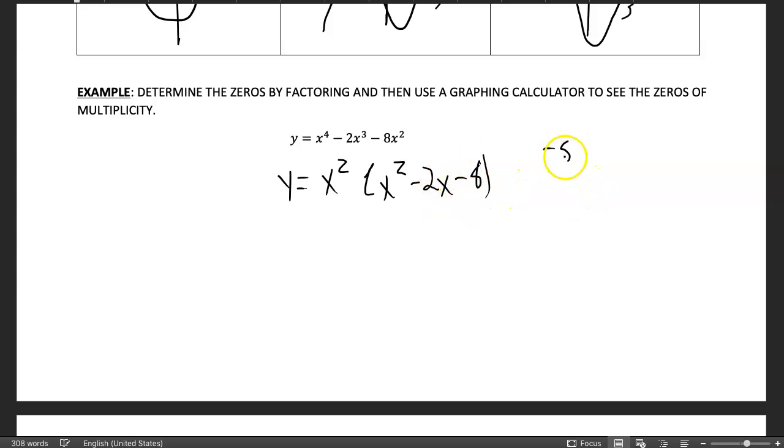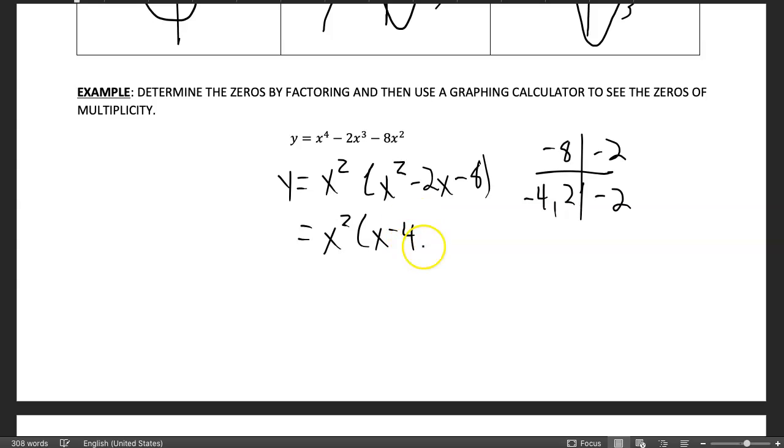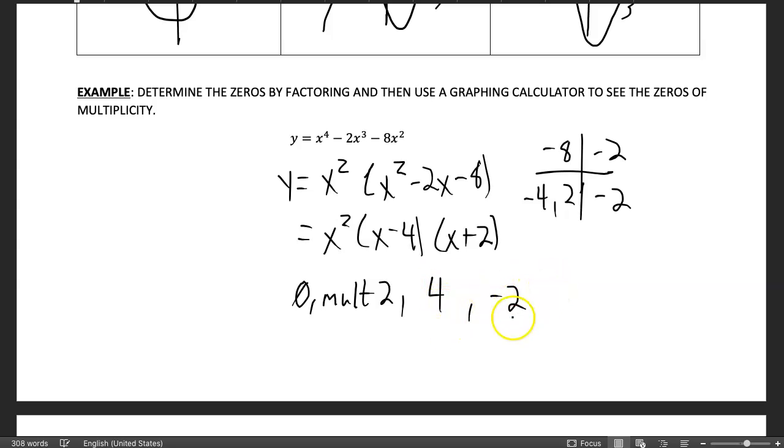So we're looking for factors of -8 that add up to -2. What factors will do that? Well, -4 and +2 multiply together to make -8, but add together to make -2. That means that this will look like x squared times x minus 4 times x plus 2. So we have a 0 with multiplicity 2 at 0. We have 4 with multiplicity 1. We have -2 with multiplicity 1.